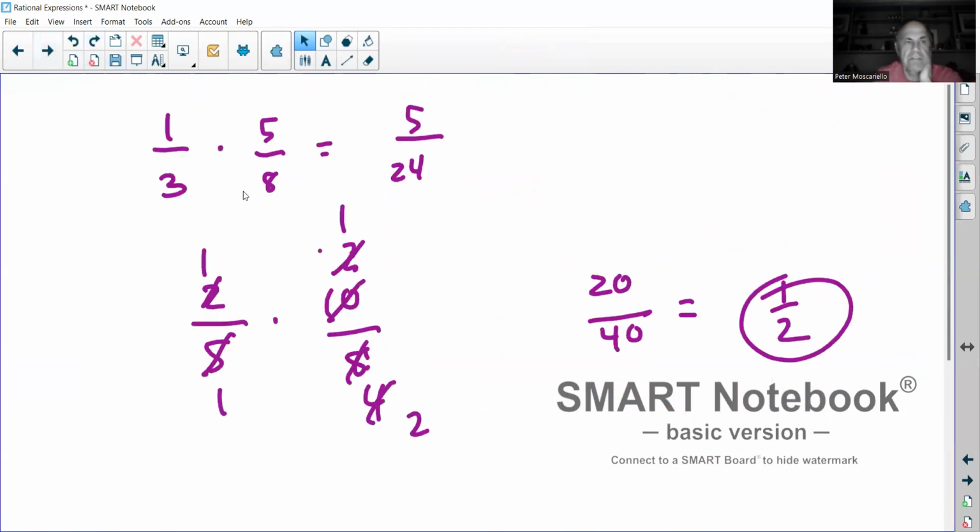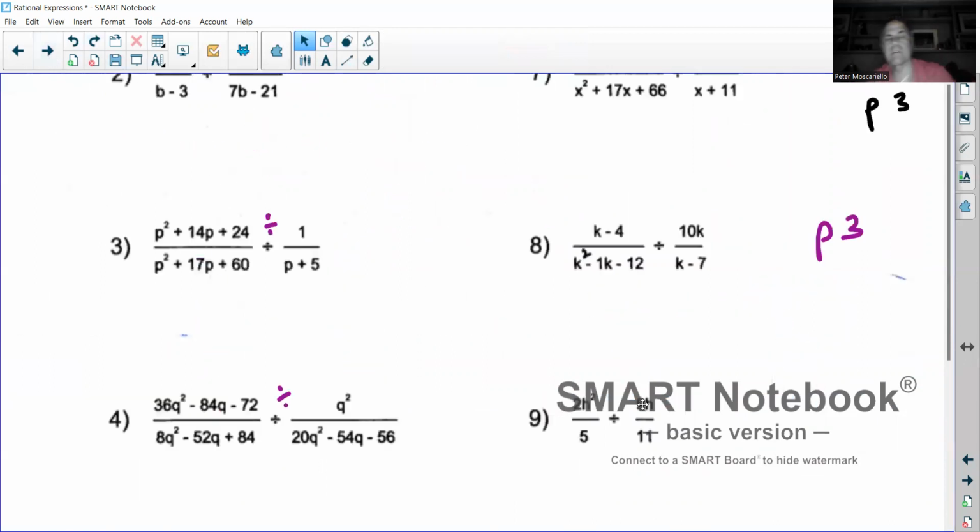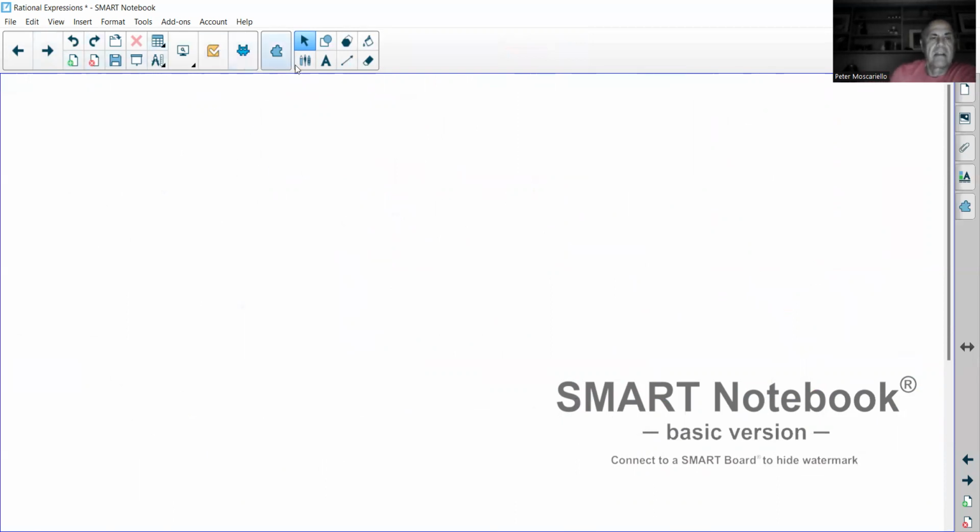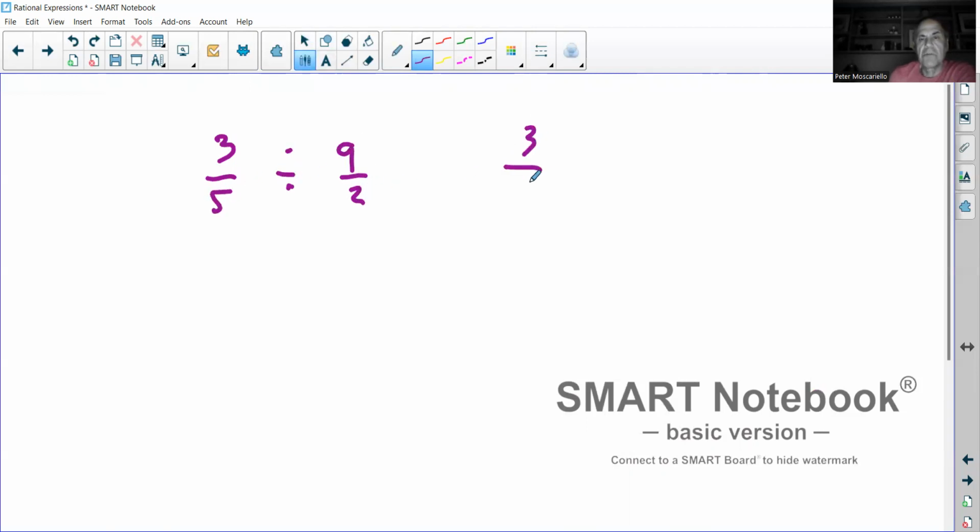How about division? Well, I think you know when you divide something like this, 3/5 divided by 9 over 2, what do you do? You flip the divisor. You flip the second one. You flip, and then you multiply. And I can cancel like that and get 2 over 15.